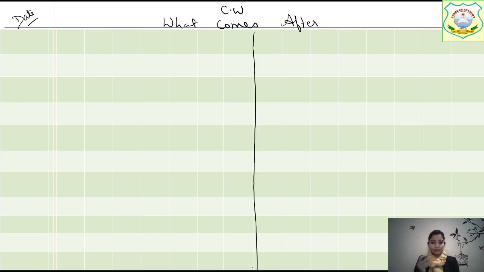Write heading CW and heading what comes after. Okay, and here again there will be date, and I will be giving you homework for this also. Actually it is kind of revision, you have already studied, that is why I am teaching two topics together, before and after together. If you were studying first time, तो मैं एक ही बार पढ़ाती आपको एक एक टॉपिक करके, but you have already studied, that's why I am taking two topics together.